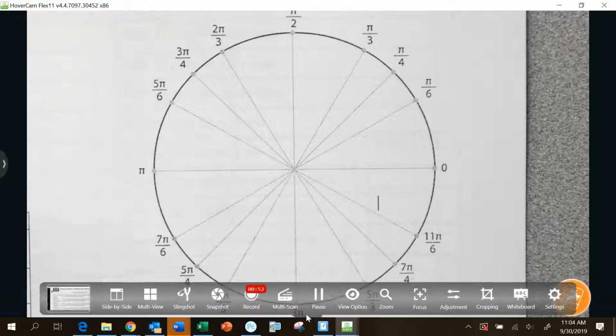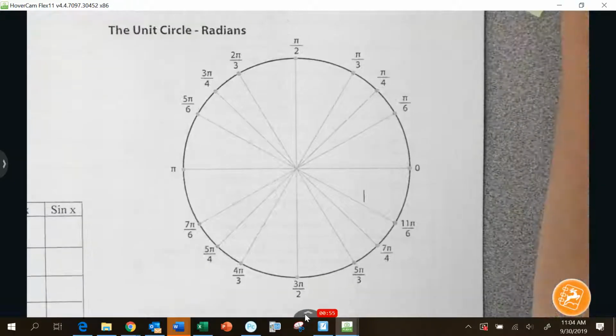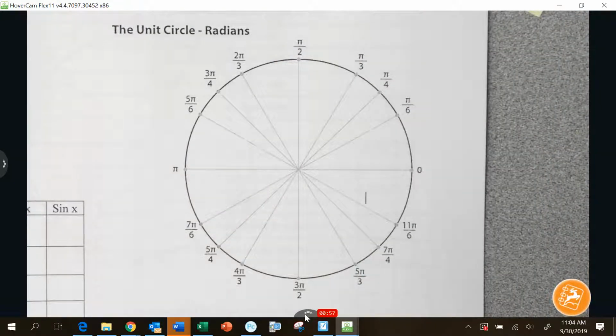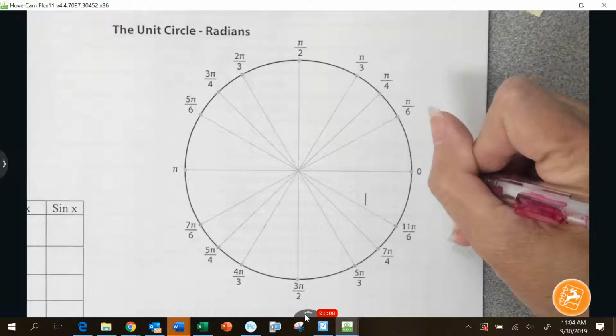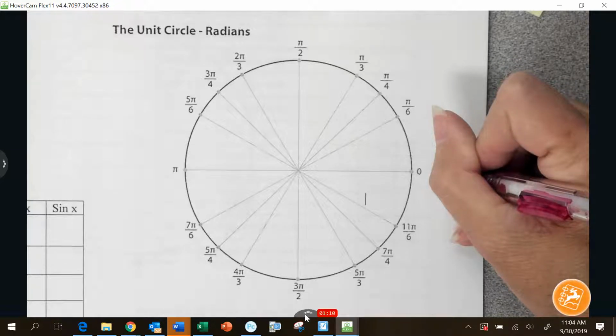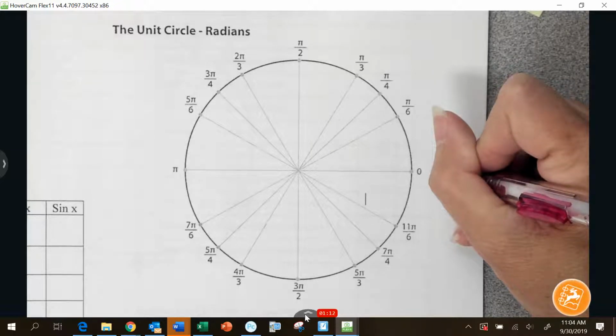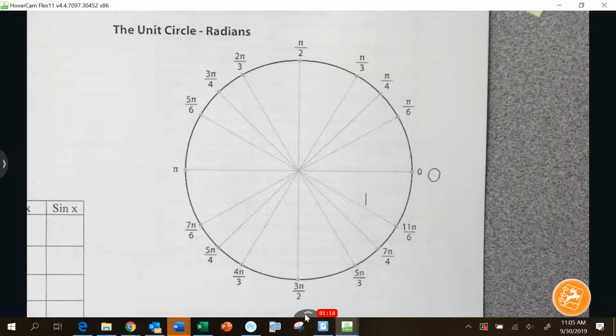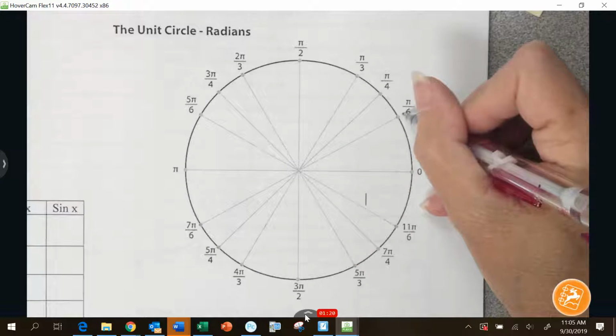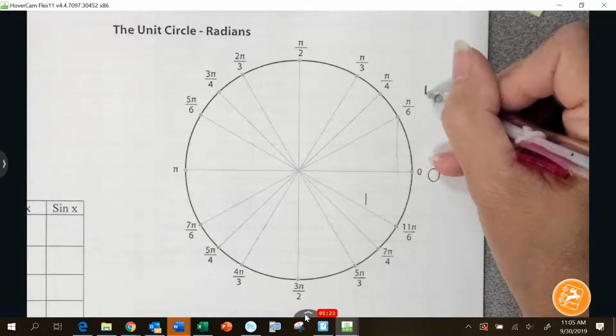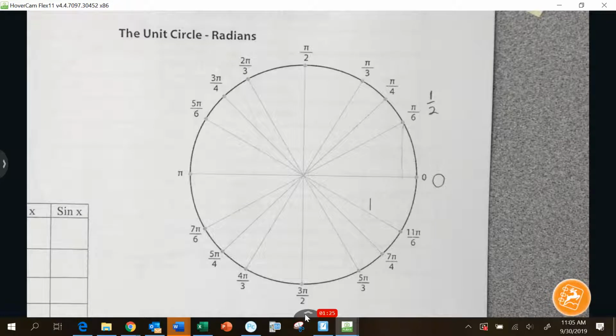Go. Try it. Do you want the whole unit circle or just up to 90? The whole circle. For example, what is the sine of 0? It's 0. What is the sine of pi over 6? That's 1/2. So take a moment, see how far you can get in the 30 seconds I've given you.